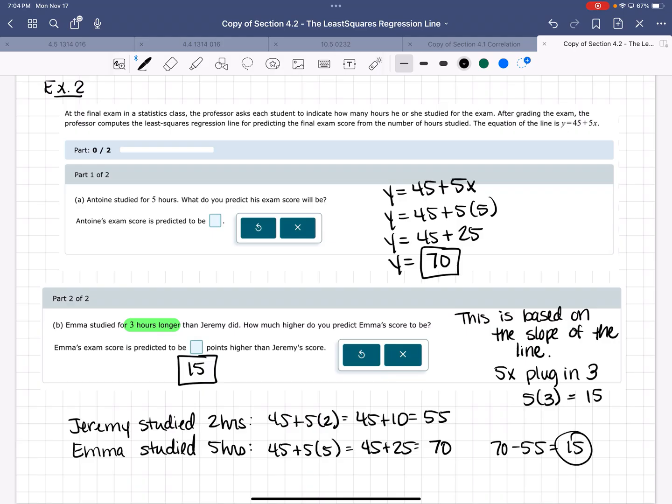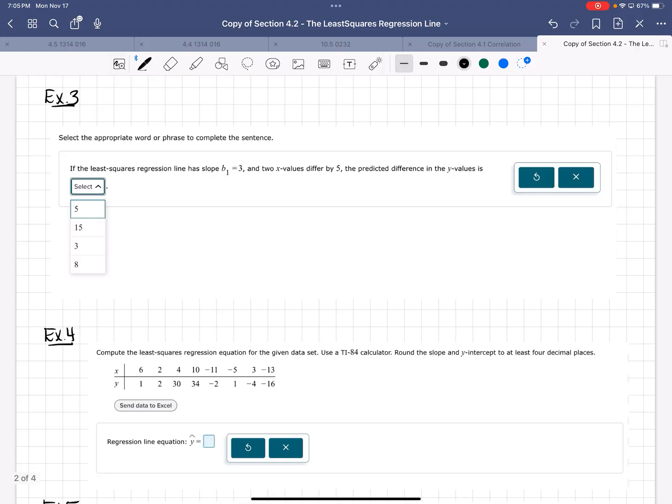So if you can't remember just to take the slope part, that coefficient and that slope and that x, and plug in the difference in the amount studied. If you can't remember that, you can manually work it out and reason it to yourself. Okay, well, Jeremy studied 2 hours. That means Emma's going to study 3. Let's see what each one of them makes. What's their difference? Okay? All right. Let's keep on going. How many are there? 7.